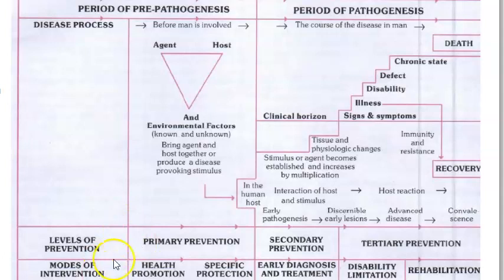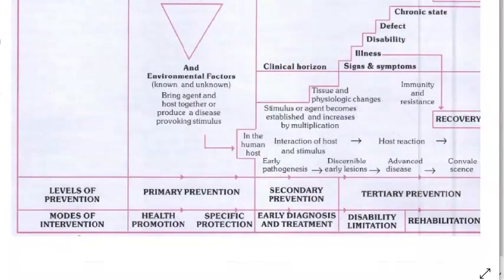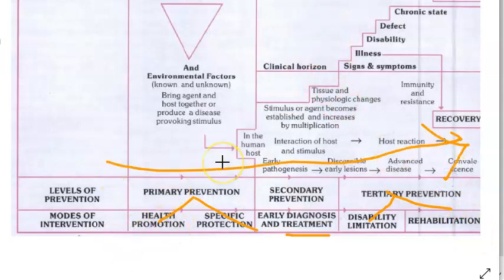So you have levels of prevention. You have primordial prevention, primary, secondary, tertiary. This is the natural history of disease, right? Are you able to see? Under each of these, you have some specific modes of intervention: health promotion, specific protection, early diagnosis and treatment. Under tertiary, you have disability limitation and rehabilitation. Everything will proceed this way, and this is how you will explain prevention in every disease.